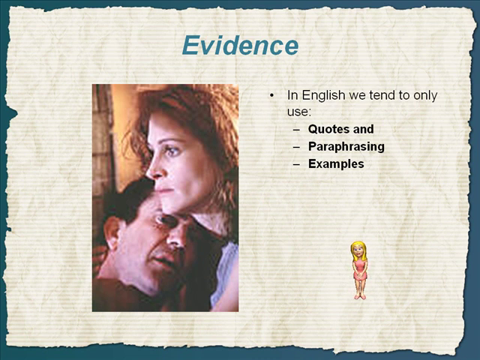Pictorial evidence and statistical evidence tend to be things we'll see in science reports. But in English essays, we tend to use only three kinds of evidence: quotes, paraphrasing, and general examples.